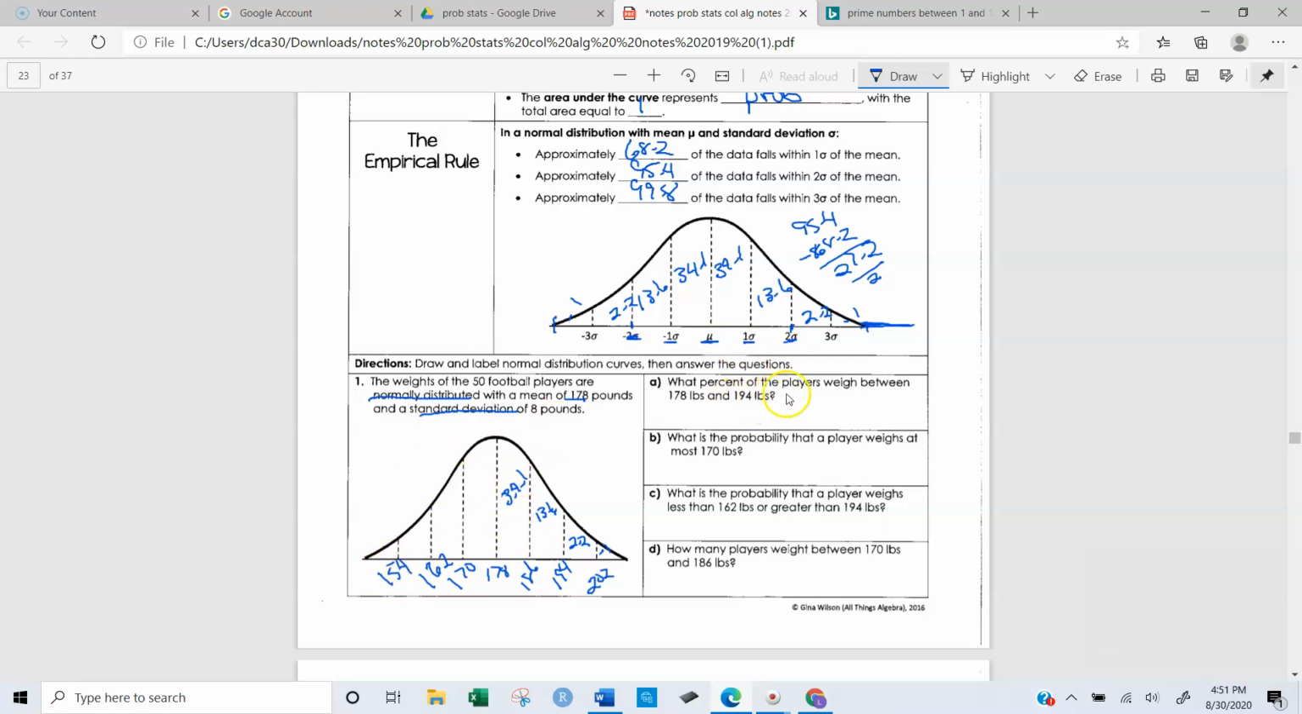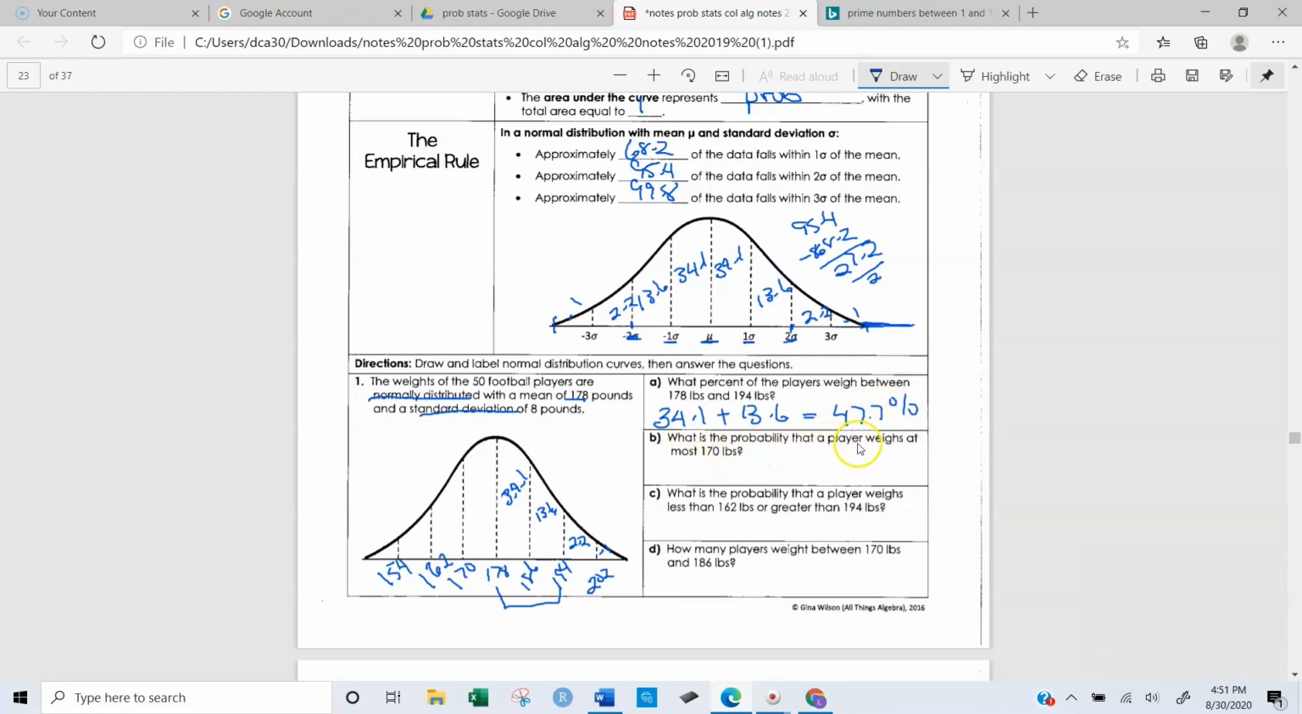Now, what percentage of the players weigh between 178 and 194? So I'm looking from here to here. So all I do is I add these up. So I take the 34.1 plus the 13.6, and that says I have a total of 47.7% of my players weigh there.